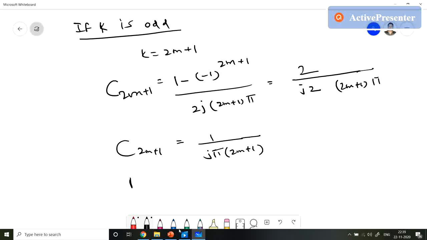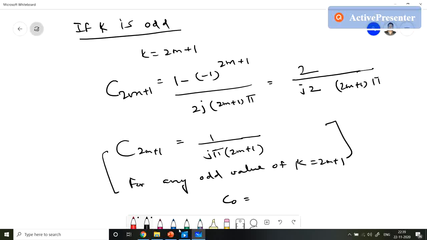So for any odd value of k, that is 2m plus 1, c naught for any value, so this is for any odd value of k. Now let us find out c naught. So c naught is equal to 1 divided by T, integral from 0 to T of x(t) dt, and that is equal to 1 divided by 2. So c naught is equal to 1 divided by 2.